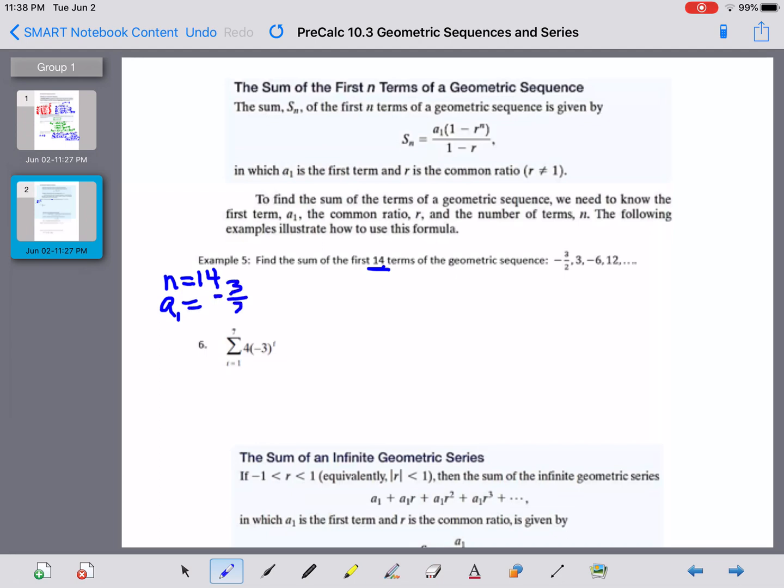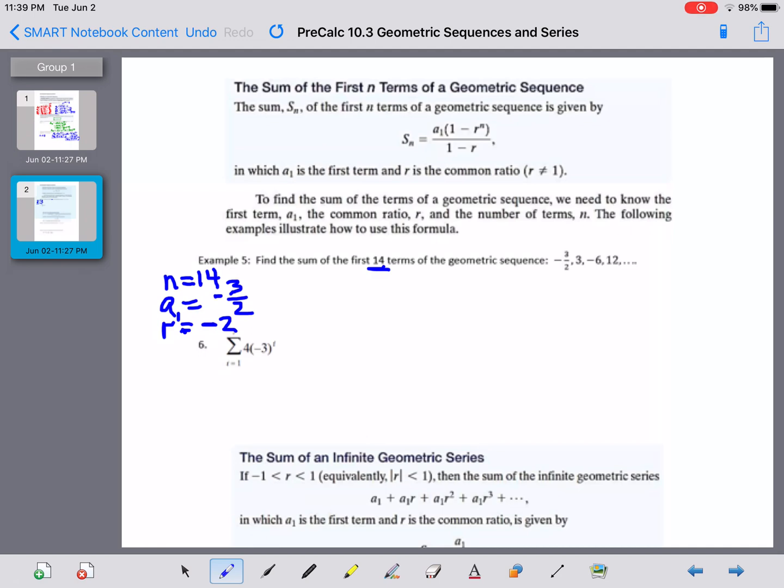And I also need to have my rate. So what is happening from negative 3/2 to 3 to negative 6 to 12? I'm definitely going negative, positive, so my rate has that negative on it. And it looks like I'm getting larger. 3 over 2, then I get 3, then I get 6, then I get 12. So it looks like I'm multiplying by just 2 each time. And then, of course, that negative 2 because it goes positive, negative, positive, negative. If I know those three things, I can use my formula.